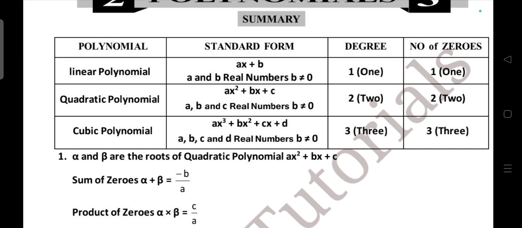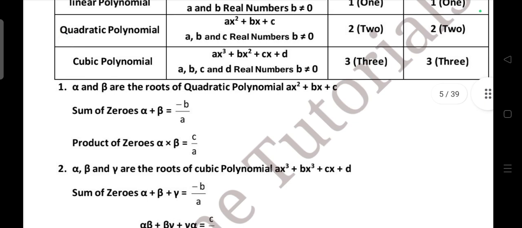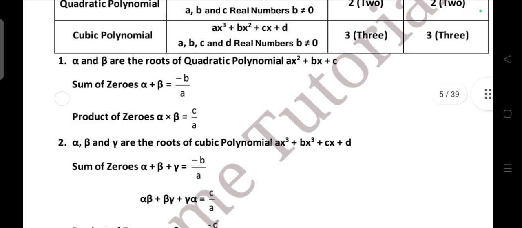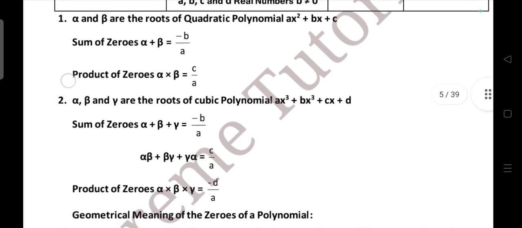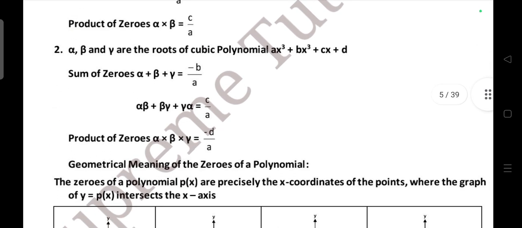Then cubic polynomial, the standard form of a cubic polynomial they'll ask: ax cube plus bx square plus cx plus d. This is the standard form of a cubic polynomial. Degree is 3, number of zeros is 3. Then alpha and beta are the roots of the quadratic polynomial ax square plus bx plus c. Then the sum of zeros, the formula is alpha plus beta is equal to minus b by a. Product of zeros, alpha into beta is equal to c by a. They'll ask this one, the standard form.